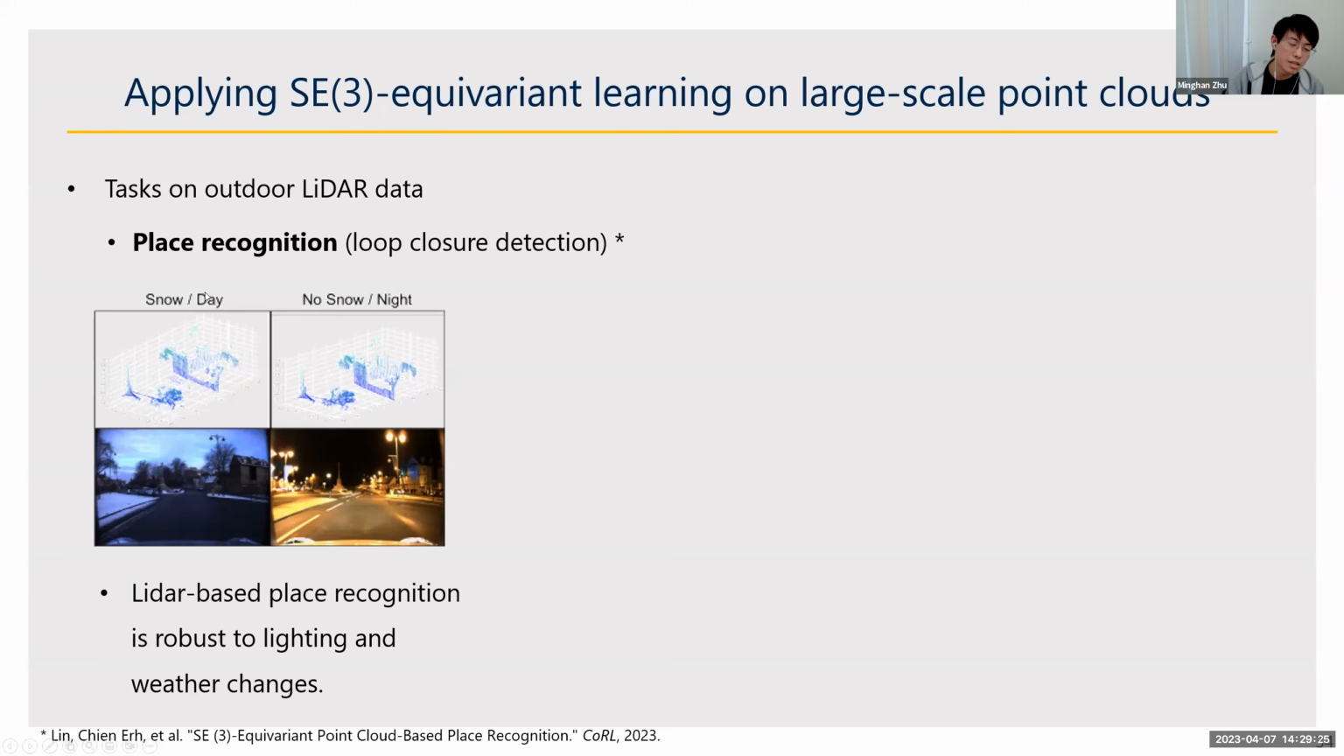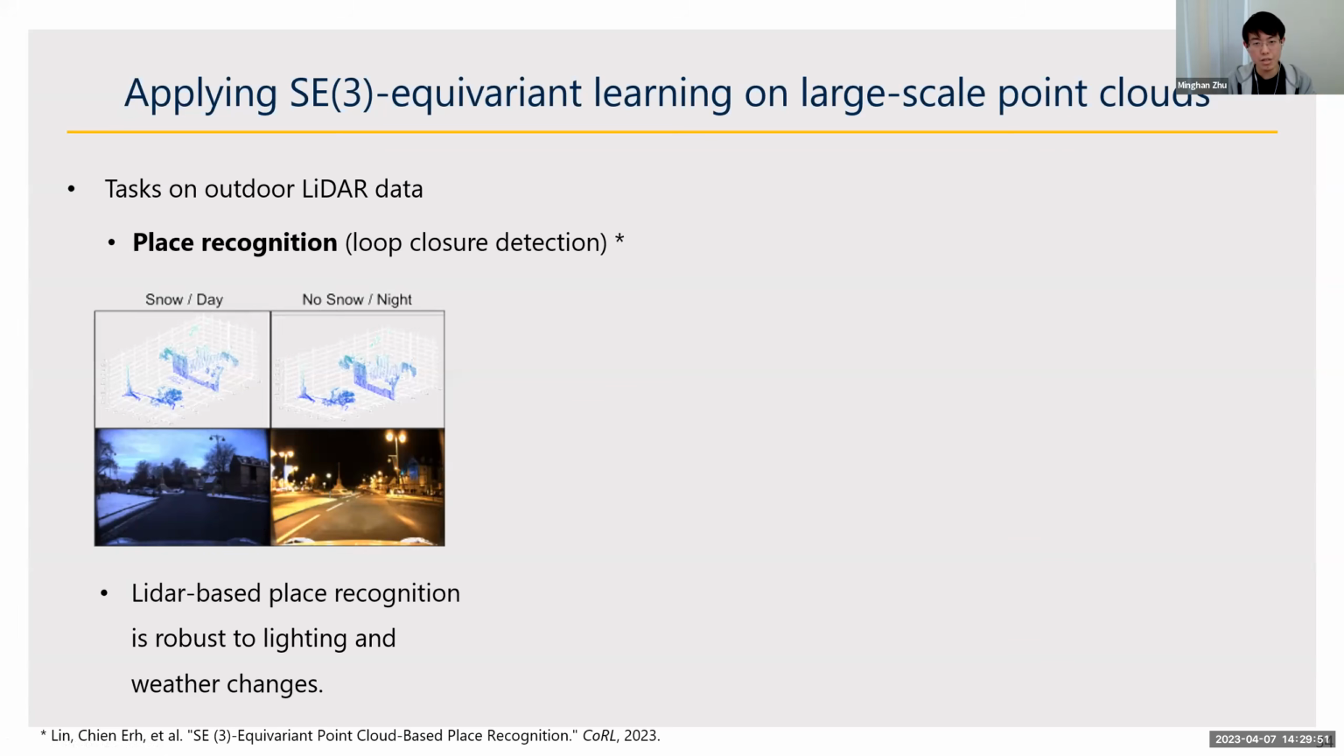Here, the left figure is a snowy weather with daylight environment, and the right figure is with no snow and captured during the evening. And you can see that the images can vary a lot. However, the point clouds captured in the two scenarios are very similar. So this actually is very helpful for robust place recognition.